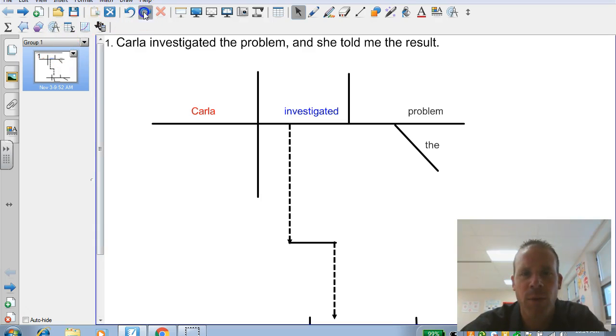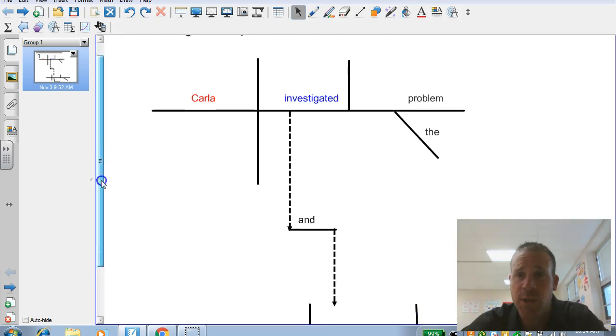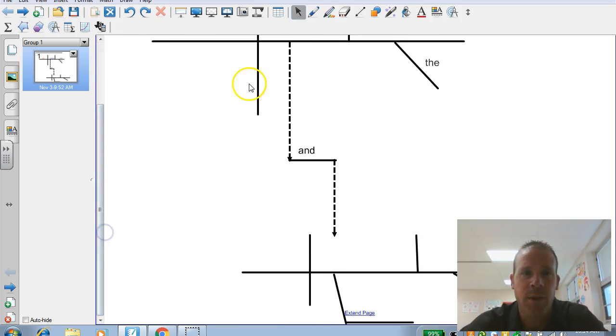As I keep moving forward, I put my conjunction in, and notice the dotted line goes down underneath the verb, runs over to the conjunction. Conjunction goes on the straight line, and then back to the dotted lines. And then we just do the second half of the sentence. She told me the result. And so down here I have it all nice and set up for she told me the result.